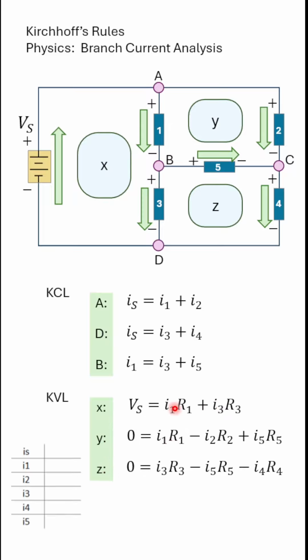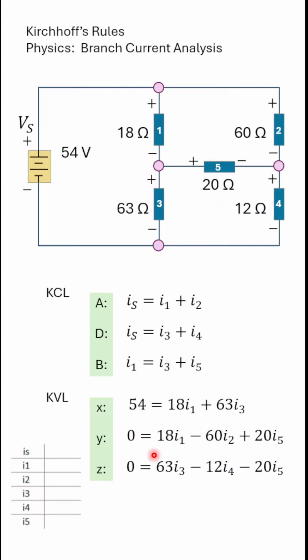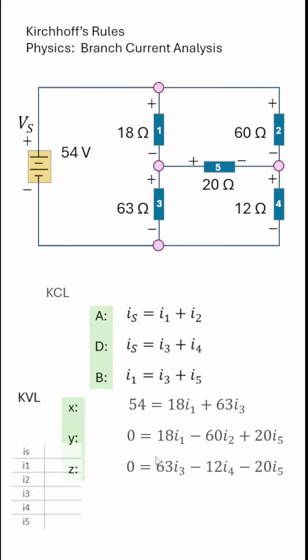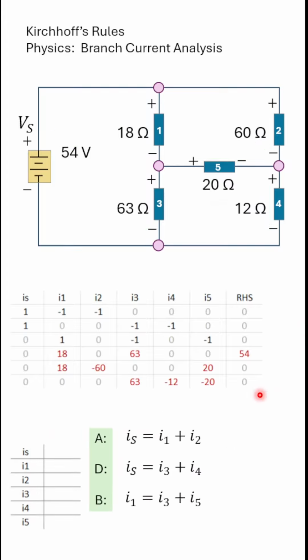And now we solve the 6 equations for the 6 branch currents. Let's do a numerical example. So let's collect the coefficients of the branch currents in a table along with a column for the right-hand side. The first 3 equations are from the junction rule, and the coefficients of all of these currents are simply 1s, plus or minus, with no right-hand side.